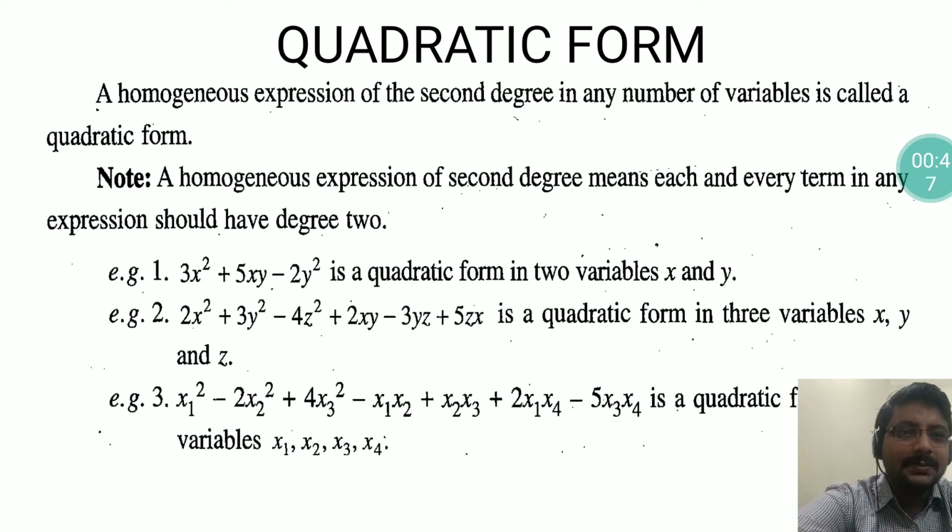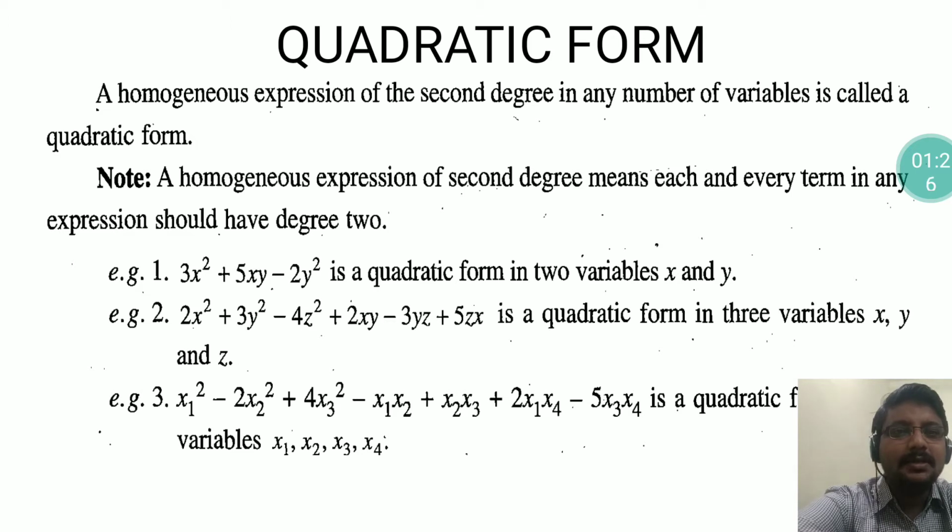A homogeneous expression of second degree means each and every term in any expression should have degree 2. For example, 3x² + 5xy − 2y². Here only two variables are used, those are x and y. Observing each and every term having second degree, example 1 is a quadratic form in two variables x and y.